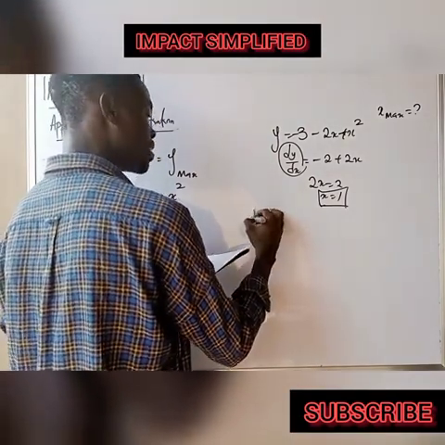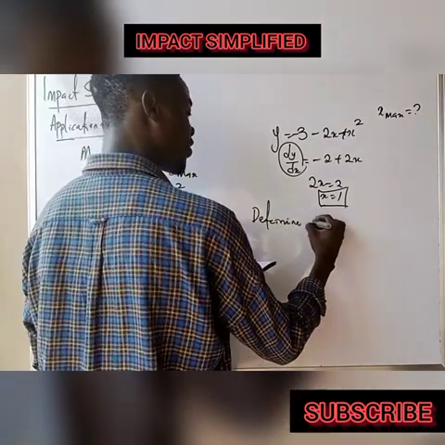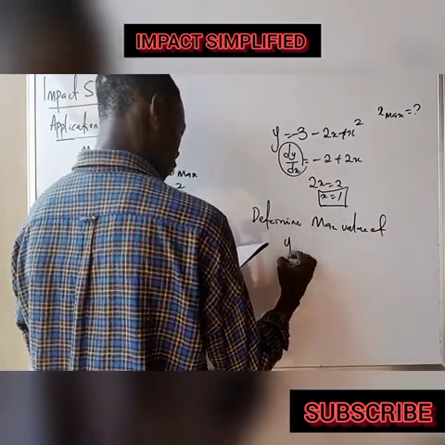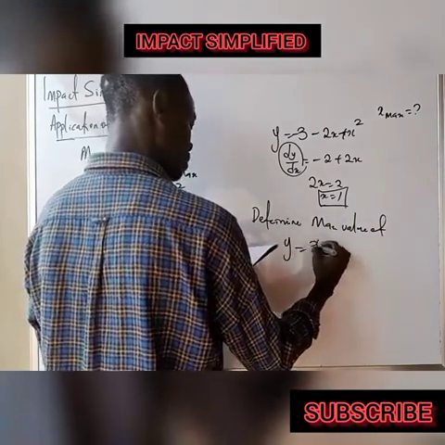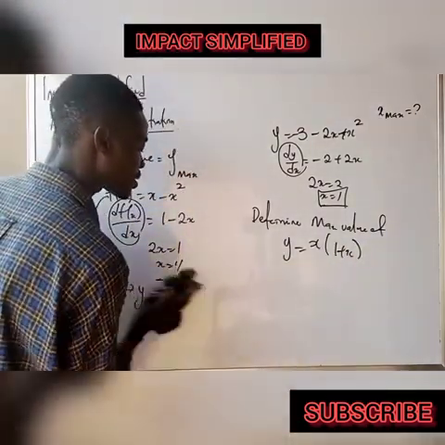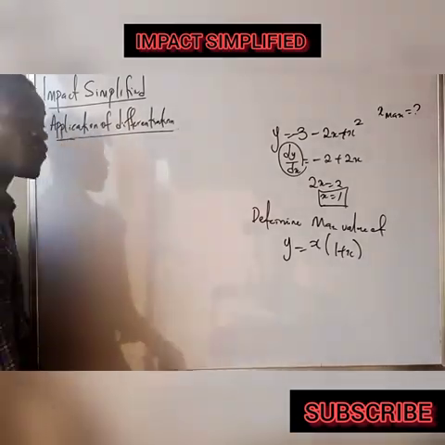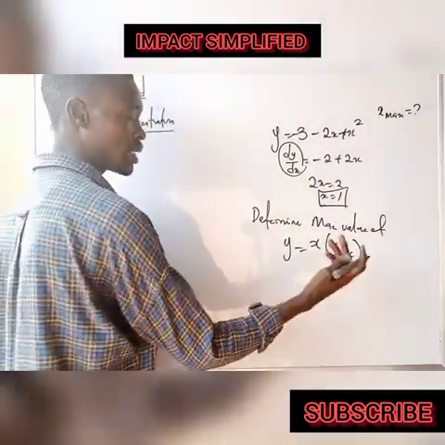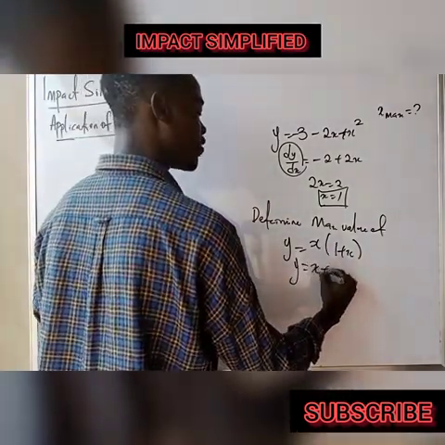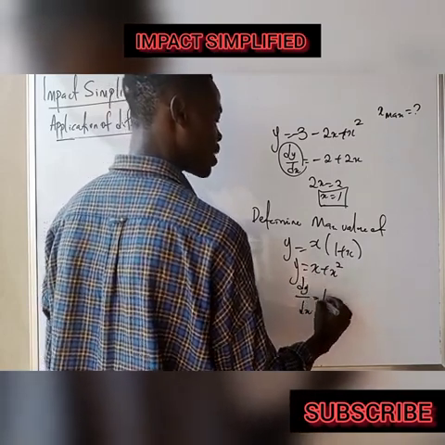Now let's look at this question again. They said determine the maximum value of y is equal to x into 1 plus x. They said we should determine the maximum value of that. So if we are looking for the maximum value, it is a function of y. And that means we have to differentiate. For us to differentiate, you expand. That will give us x plus x squared. So differentiating, what do we have? dy over dx is equal to what?